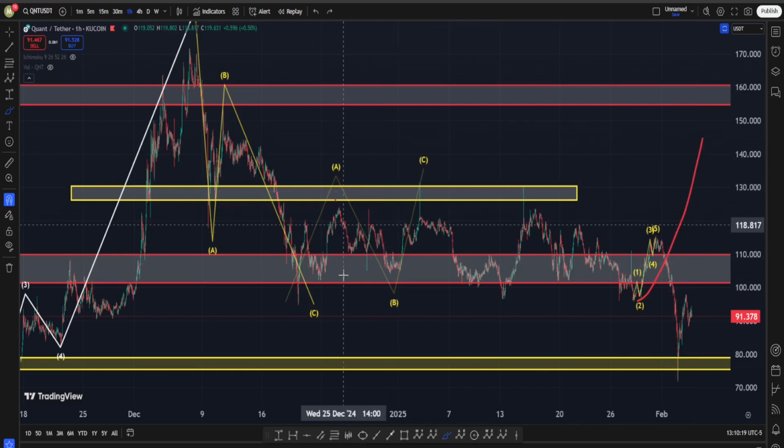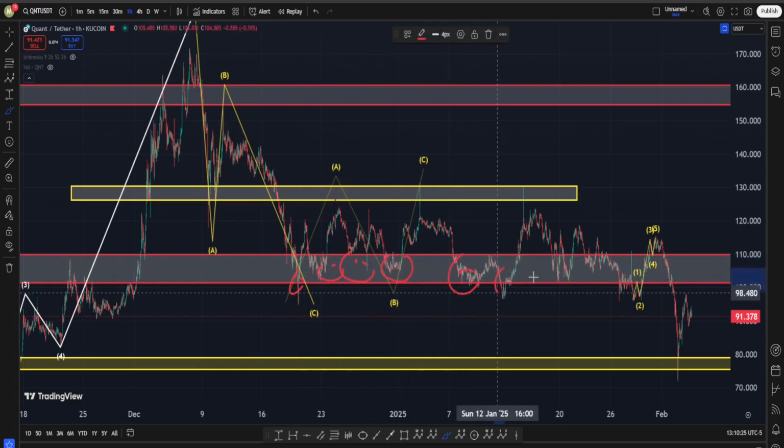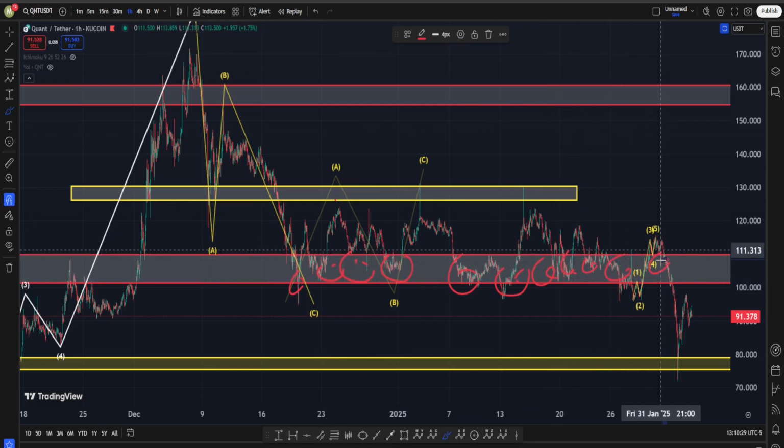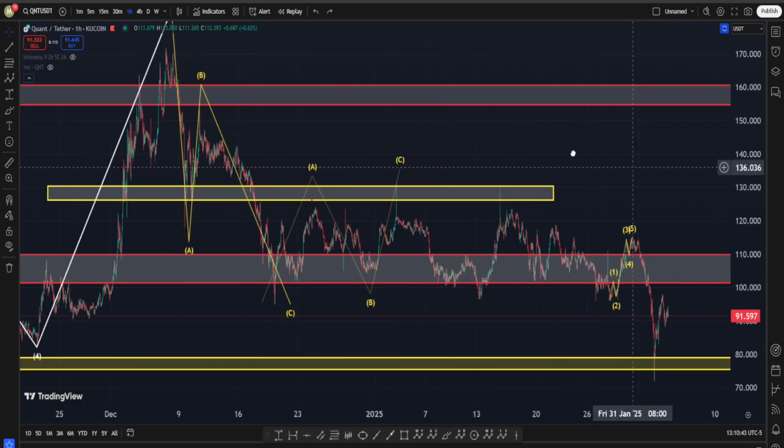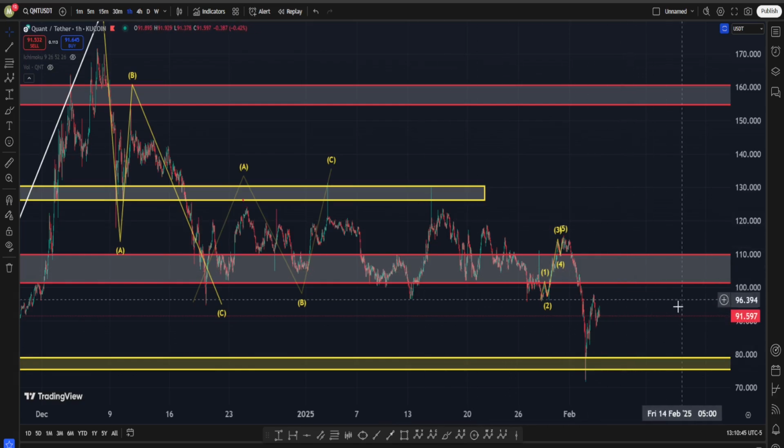Otherwise, we're just going to say, look, how many times are we touching this area? 1, 2, 3, 4, 5, 6, 7, 8, 9, 10, 11 times we are touching, and every single time we are getting some sort of a reaction from it. So the chances of getting a break of this thing are just getting higher and higher. And unfortunately, we did actually get a break of this area.